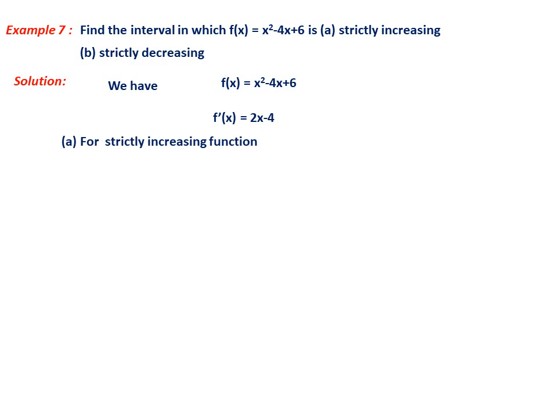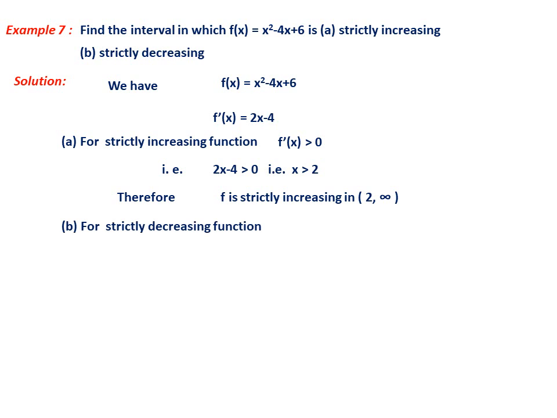Now, the first one is for a strictly increasing function, what is the condition? F dash x must be positive. This implies 2x minus 4 is positive or x is more than 2. So, f is strictly increasing in the interval x more than 2, which means it is 2 to infinity. 2 to infinity it is increasing.